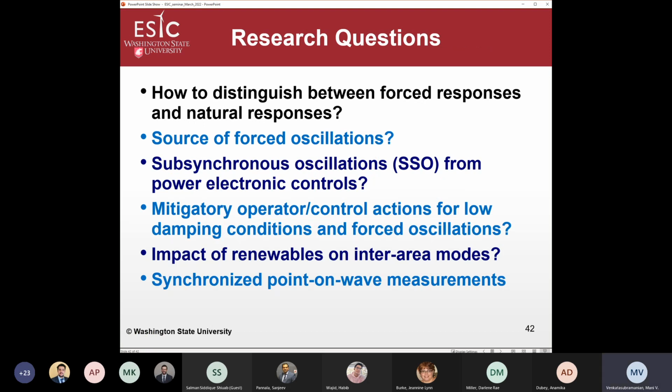We have lots of open questions that we are currently working on. Like I said, with IBRs and power electronics, we are seeing high frequency oscillations at 12 Hertz, 40 Hertz, 50 Hertz. And the bad news is those oscillations are more perceptible by the human eye at higher frequencies. So the acceptable levels of oscillations become smaller.